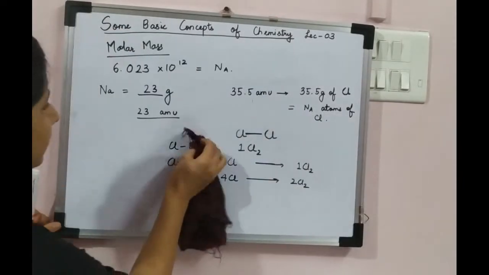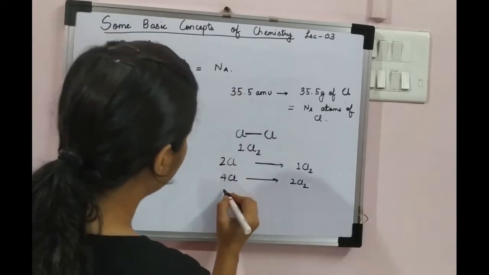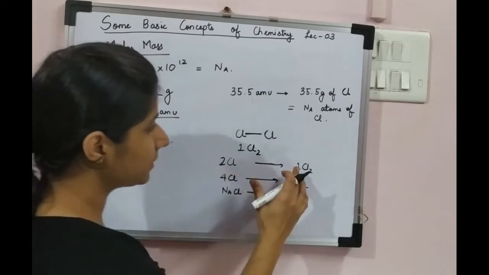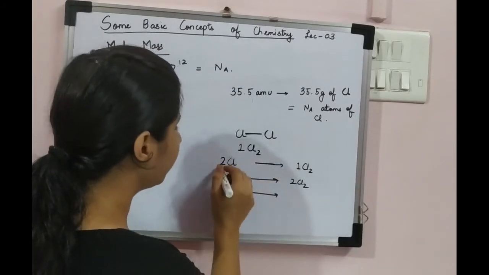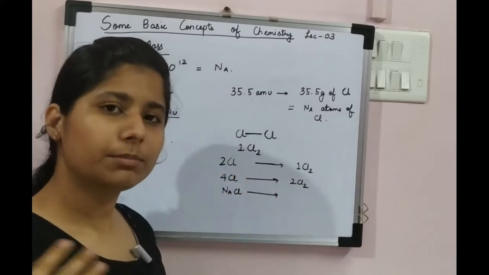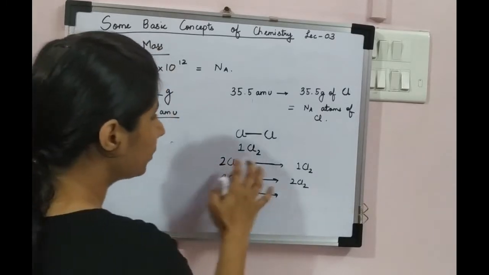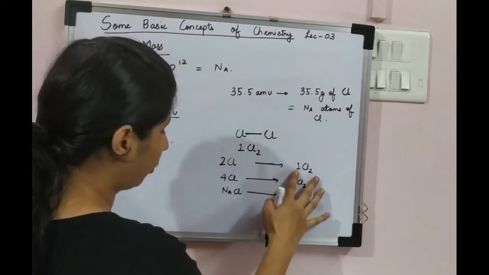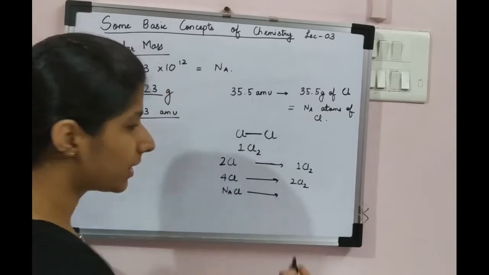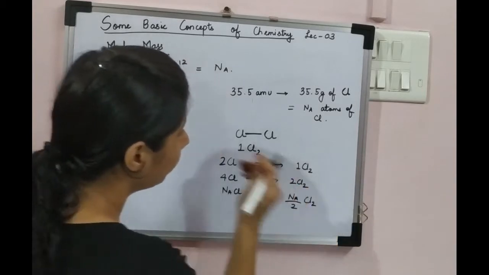And in this way, if I take any number, which is Avogadro number of chlorine atoms, what will that give me? If you see this relation, what is happening? It is actually dividing by a factor of 2, because 2 atoms are combining into 1 molecule. So the number of molecules that are formed is half of the number of atoms present. So 2 atoms are converted to 1 molecule, 4 atoms are converted to 2 molecules. And if I have any number of chlorine atoms, what will I get? Na by 2 number of chlorine molecules.